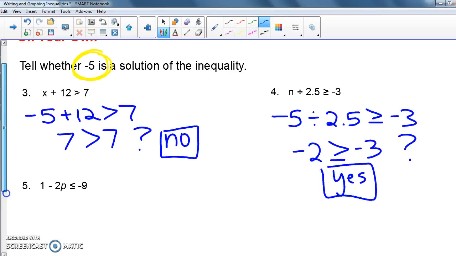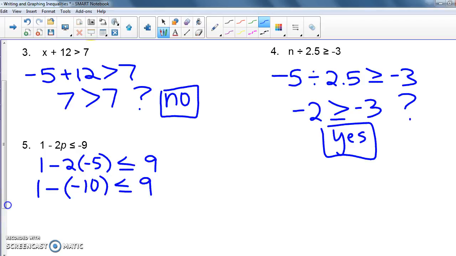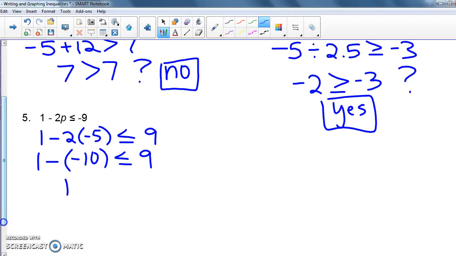Okay, let's look at number 5. I'm putting a negative 5 in for my variable. So 1 minus 2 times negative 5. And then I have to do PEMDAS, so I have to do this multiplication first. 2 times negative 5 is negative 10. Well, 1 minus negative 10 is 11. Is 11 less than or equal to 9? Well, it's not less than, and it's not equal to, so that's a no. Okay, so that means negative 5 is not a solution for this problem.